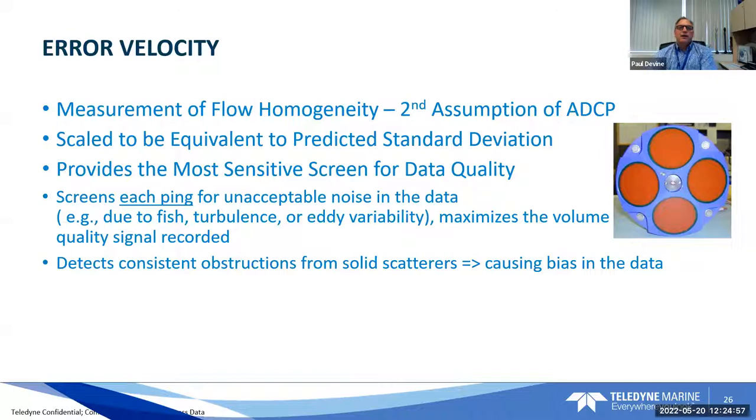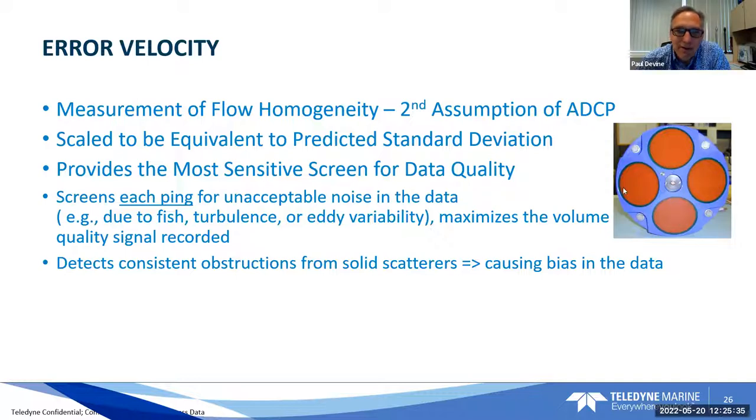So error. Error is a measure of the flow homogeneity. We report the east component of velocity, the north component of velocity, and the vertical velocity. So it's a 3D, three component velocity profiling system. But we have an over-resolved system. We only need three beams to give you three velocity components, but we use a fourth beam. So you have a measurement of homogeneity. We have four measurements and only three unknowns.